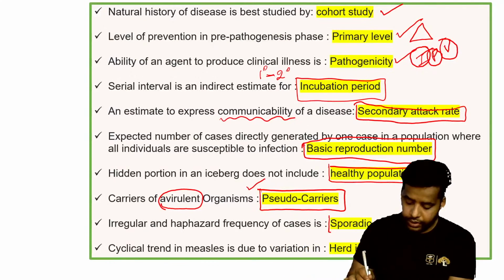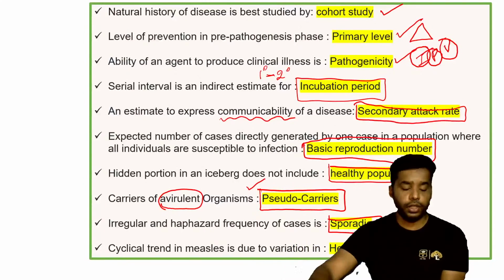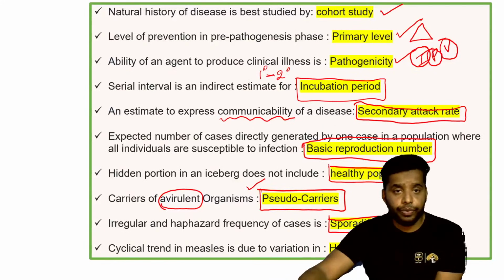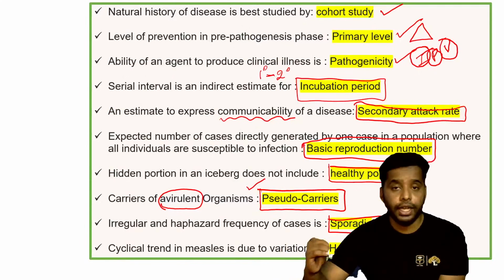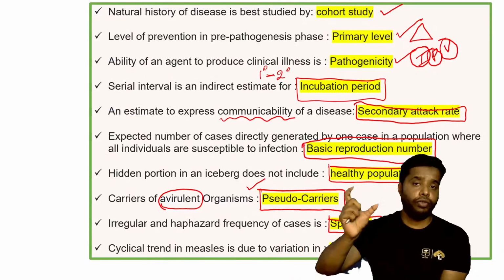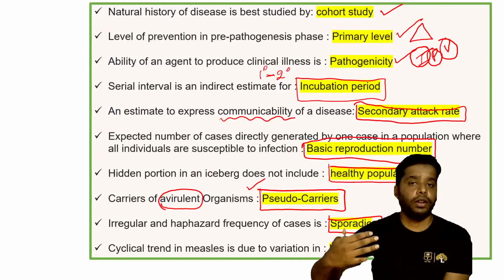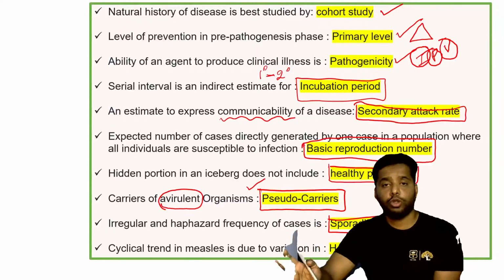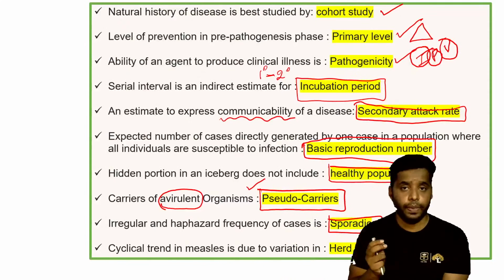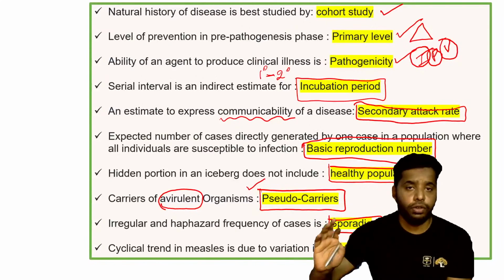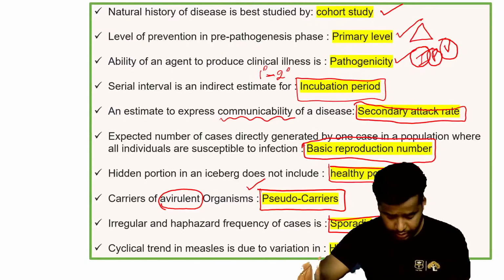Irregular and haphazard frequency of cases is sporadic. Scattered distribution is known as sporadic. What is excess frequency of cases called? Epidemic. Usual frequency of cases, endemic. If I am telling irregular frequency of cases, that is sporadic. Epidemos means in excess, unusual frequency. Endemos is within usual frequency. Sporadic is scattered distribution of cases.